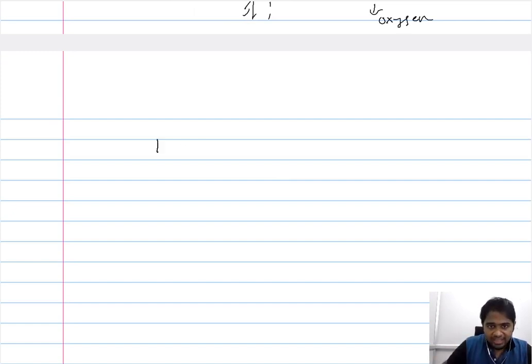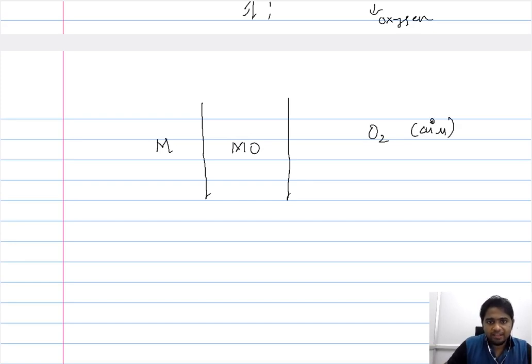So one is the actual metal, and the metal oxide that is formed after its exposure to the oxygen rich environment, and here we have the oxygen or the air. So this is the oxygen rich environment. So we have, so to speak, one environment and two different materials. So you have your metal, you have your metal oxide, and you have your oxygen rich environment.